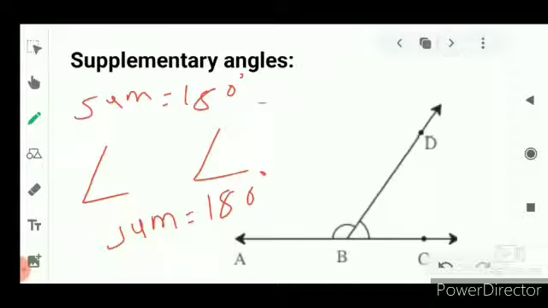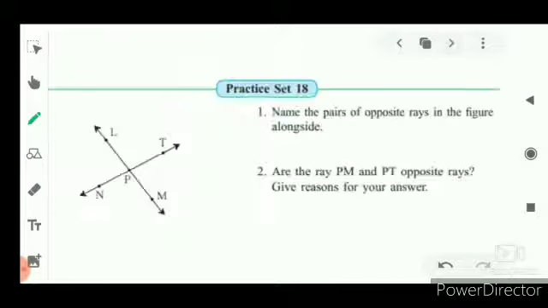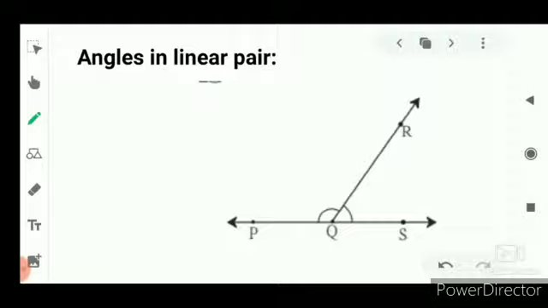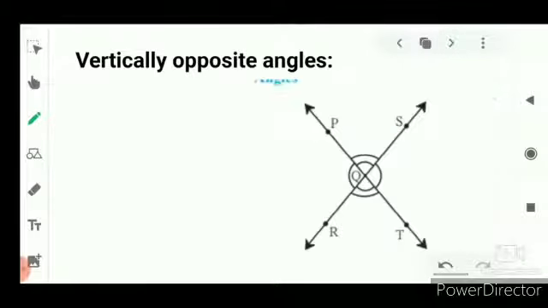Okay, we can solve the problems based on these, like in the complementary angles as previously we have seen. In the next video we will see what are the opposite rays and the problems, and what are the linear pairs, what are the vertically opposite angles and the properties of the vertically opposite angles.